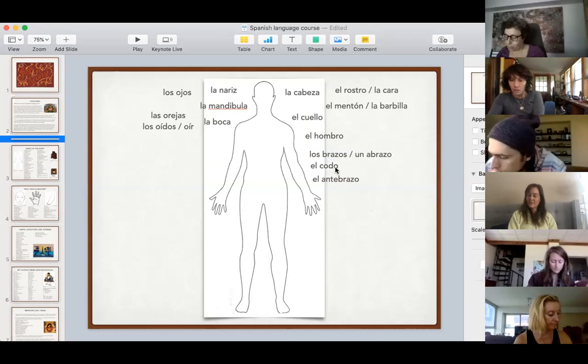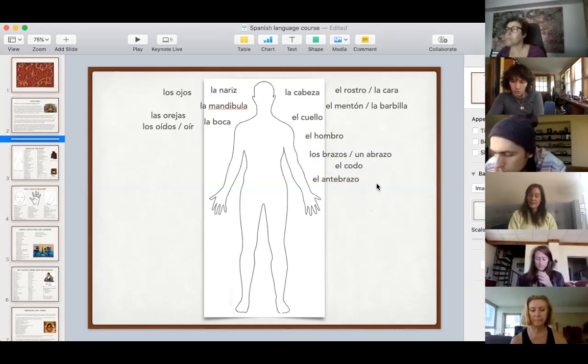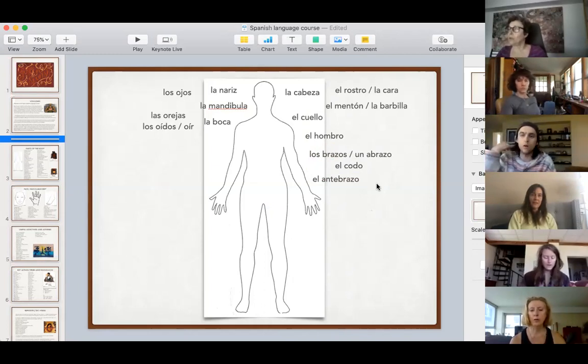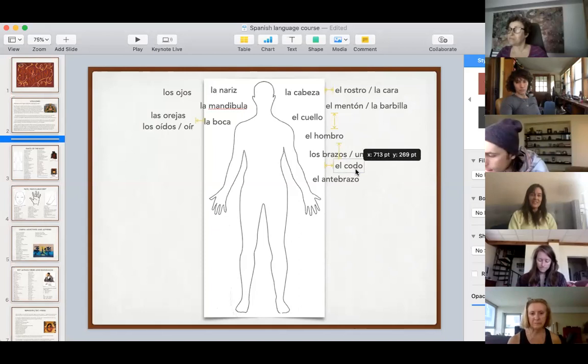And again, notice how that word is pronounced. It's not codo, it's codo. So the o, the vowel, sounds harsh, but the C and the D are very soft. Right? So let's all say it together. El codo. El codo. El codo. Beautiful. Well done, everyone. So you've got your codos, your elbows.